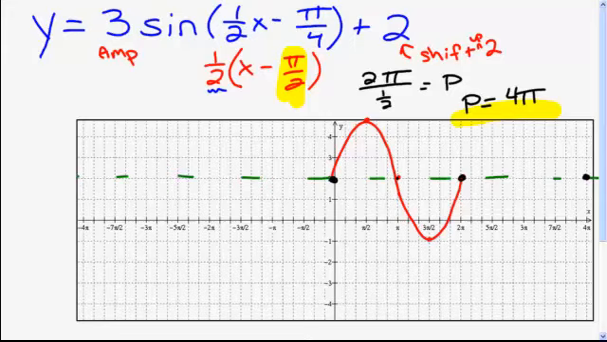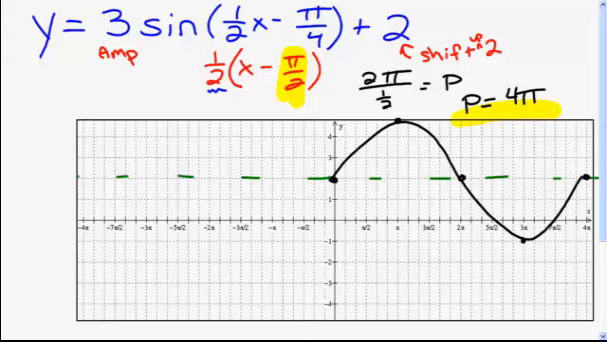So my max now is halfway between, which is at pi, and my min is halfway between 2 pi and 4 pi, which is at 3 pi. So now connect to that. It's a nice spread out graph.